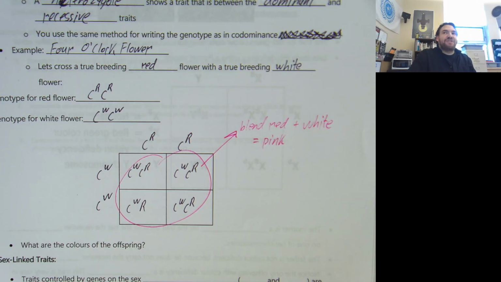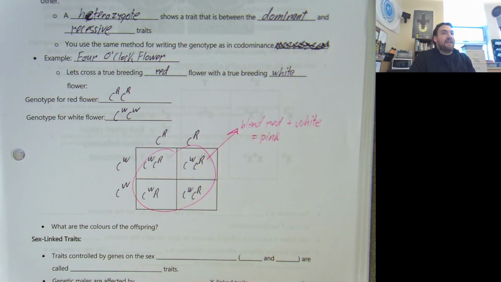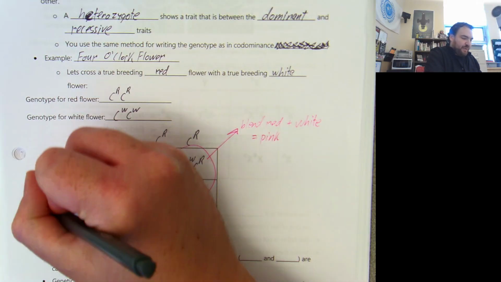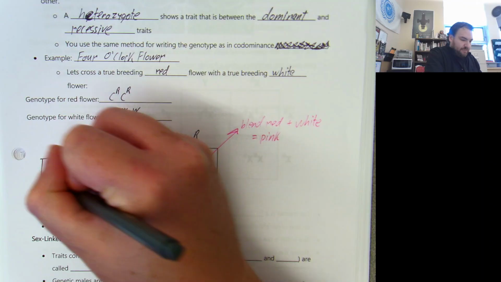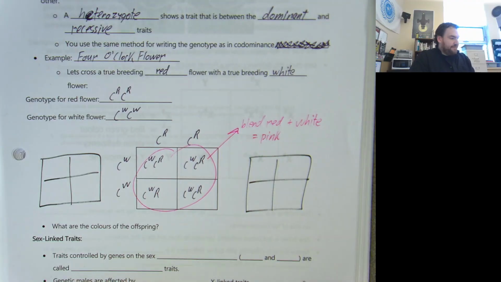Let's make this more interesting, shall we? In the spaces on the left and the right of that one in the middle, I'd like you to draw me 2 more Punnett squares. Boom, boom. Let's breed some more colors, shall we?